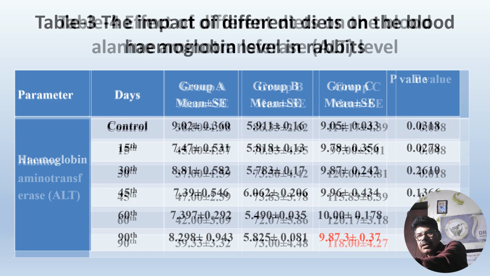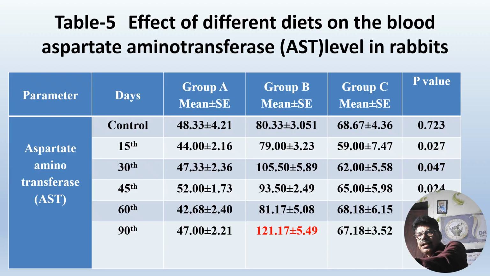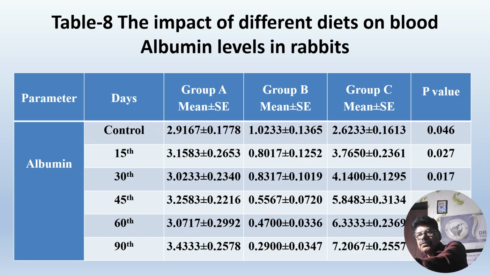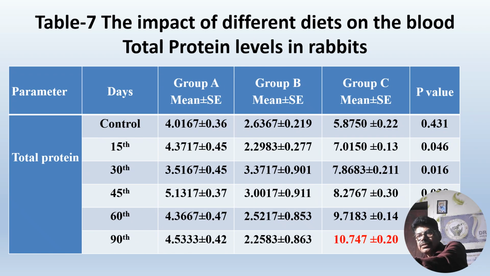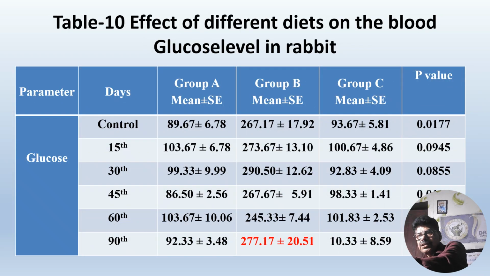significantly higher. The alanine aminotransferase was significantly higher in group C, and the aspartate aminotransferase was significantly higher in group B. The glutamyl transferase was significantly higher in group C, whereas the albumin was significantly higher in group C. The total protein was higher in group C. The globulin level was significantly higher in group C, whereas the glucose level was significantly higher in group B.